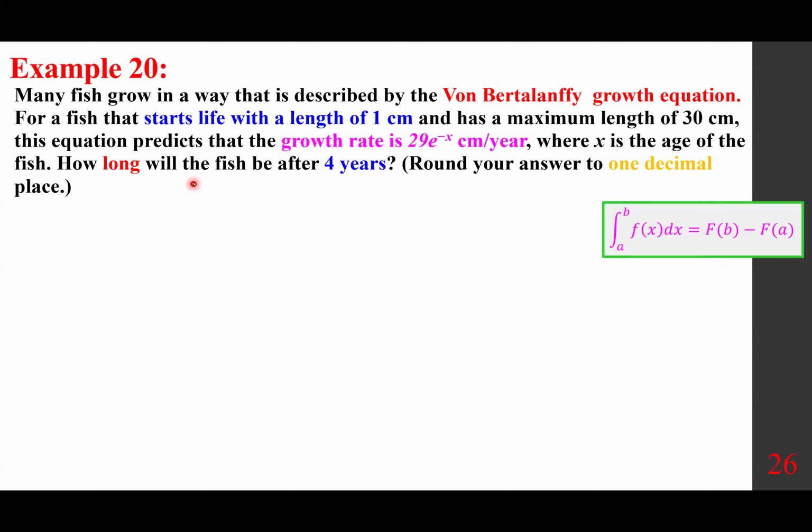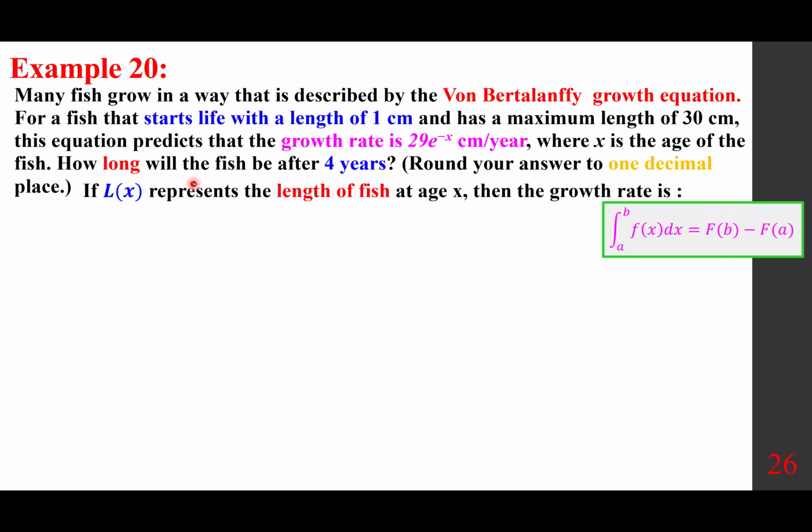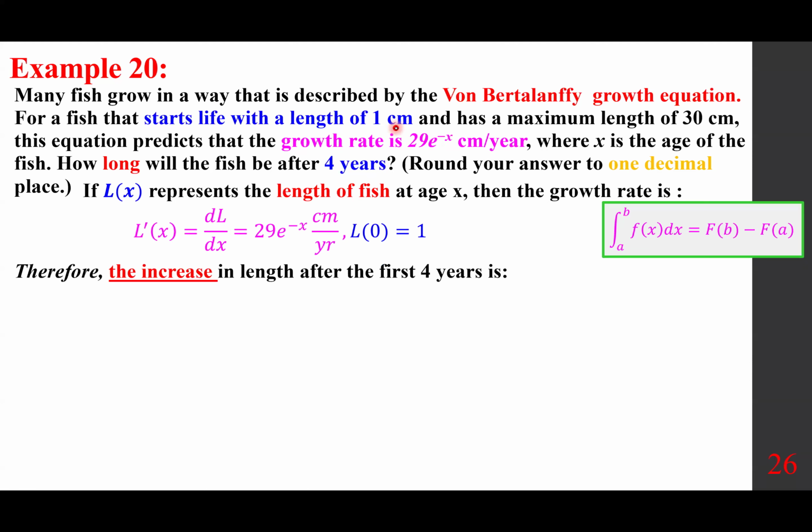There are a couple of ways to do that. First and foremost, if capital L represents the length of the fish, then its growth rate, its derivative, L prime or dL/dx is this one. And the initial value is 1. So there, the amount of increase would follow the accumulated change formula. So from 0 to 4.